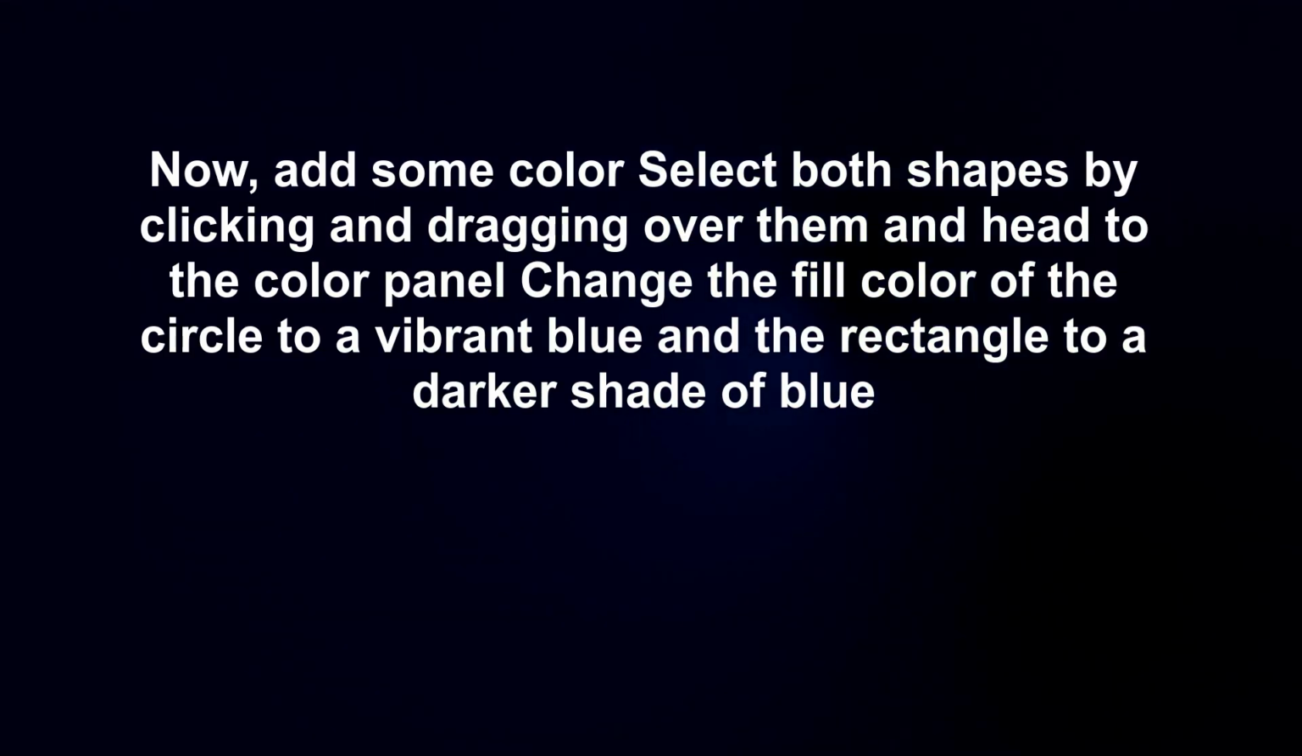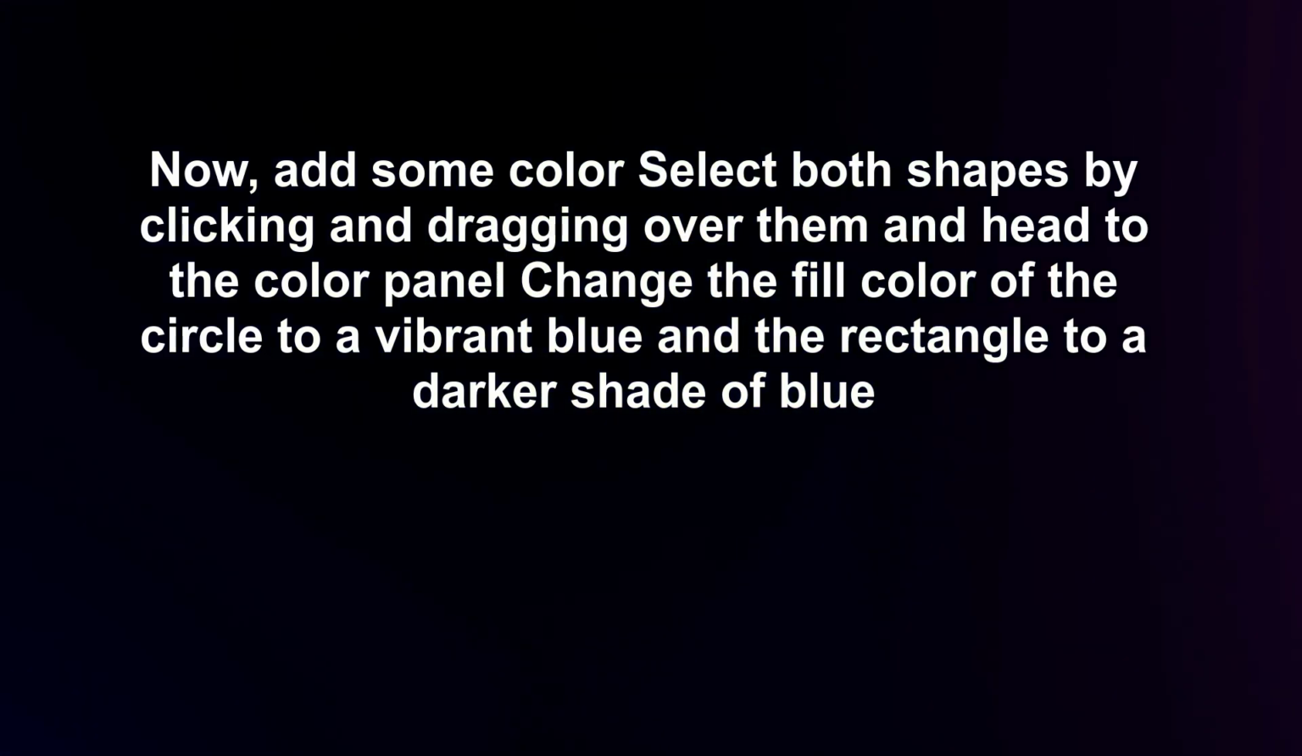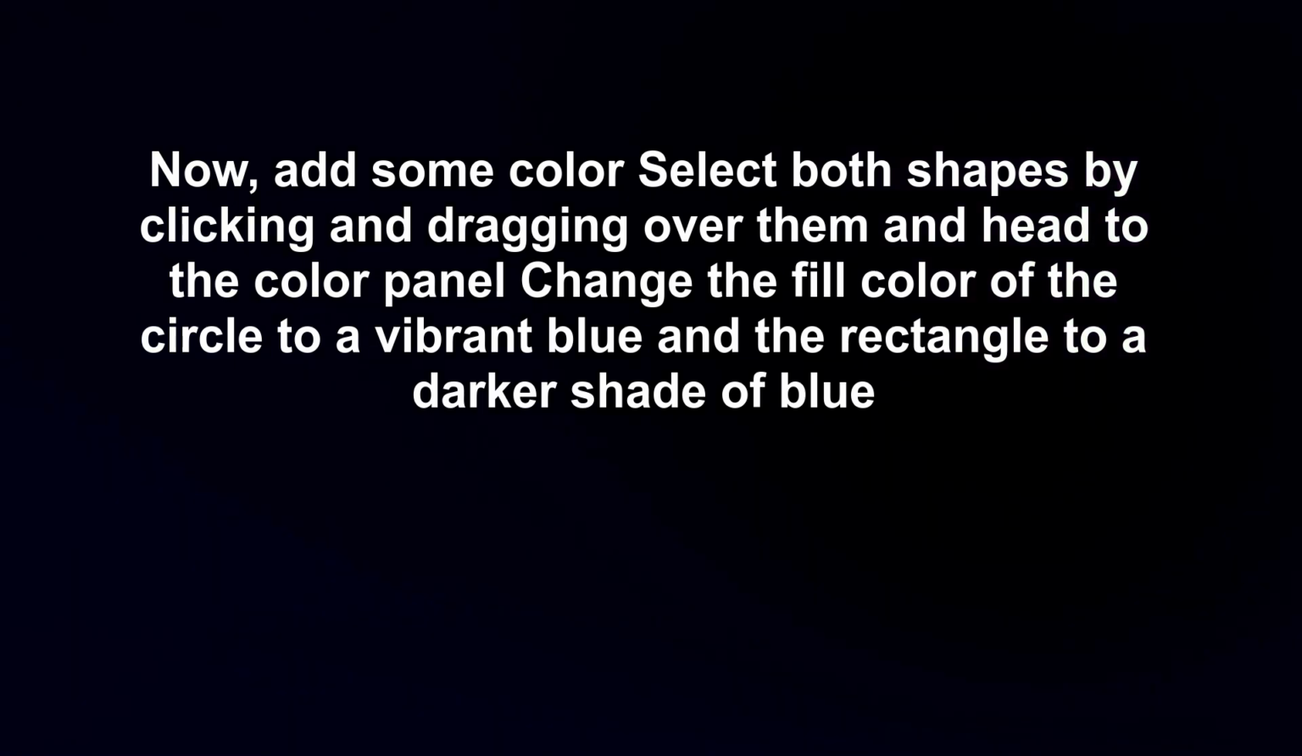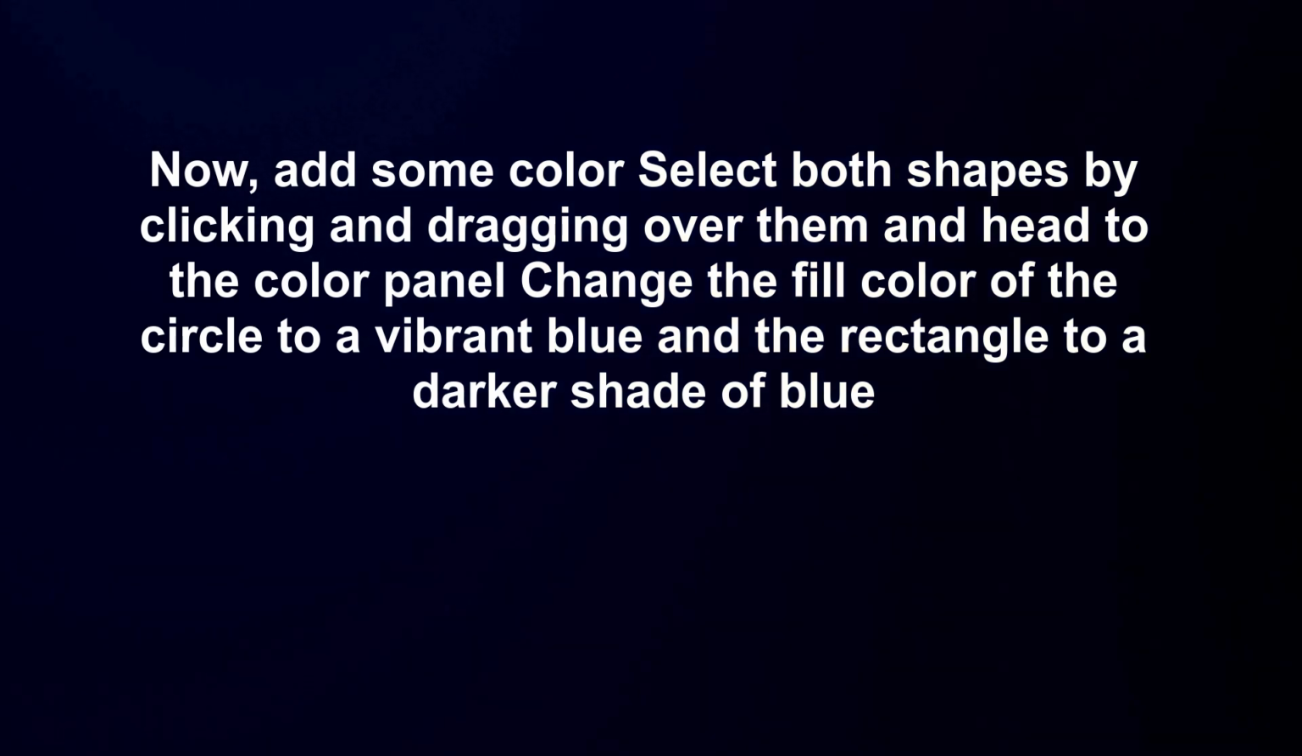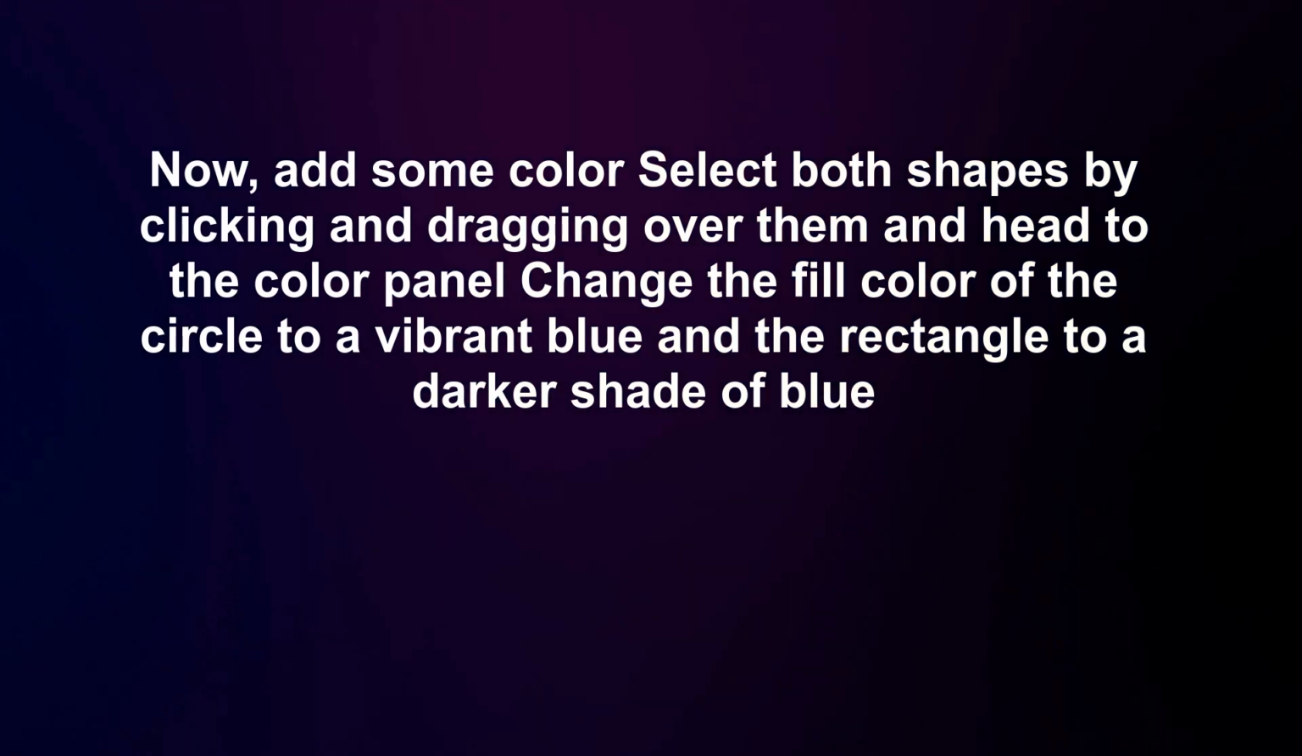Now, add some color. Select both shapes by clicking and dragging over them and head to the color panel. Change the fill color of the circle to a vibrant blue and the rectangle to a darker shade of blue.